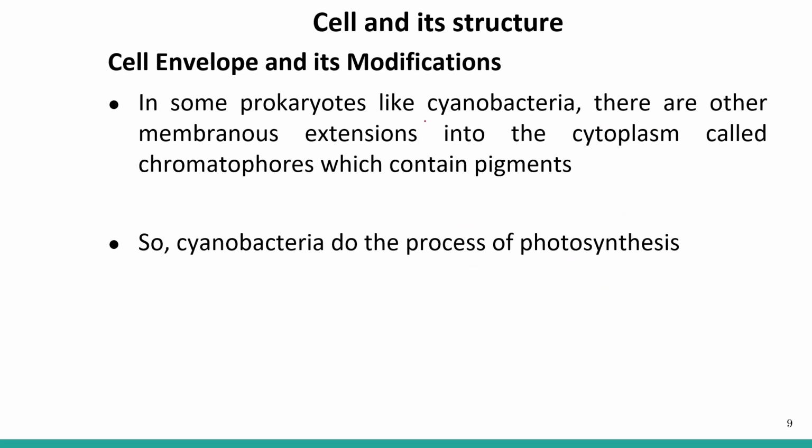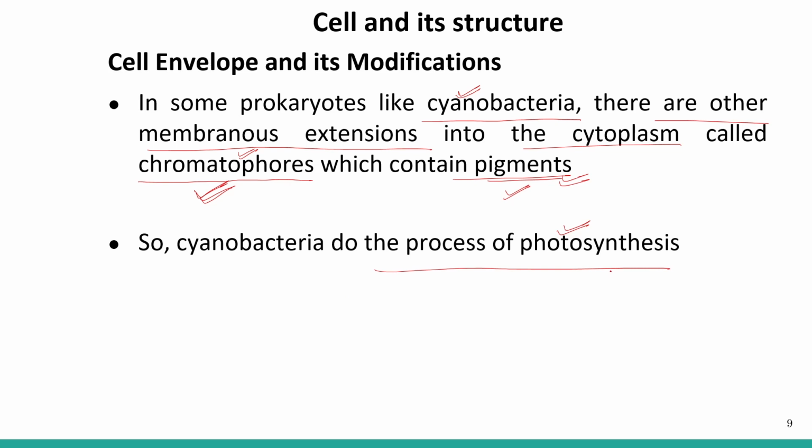In some prokaryotes like cyanobacteria, there are other membranous extensions into the cytoplasm called chromatophores, which contain pigments. So these chromatophores are nothing but extensions of the membrane, which is found in the case of cyanobacteria, and they contain pigments. These pigments are for the process of photosynthesis. They support photosynthesis, right? So cyanobacteria do the process of photosynthesis.